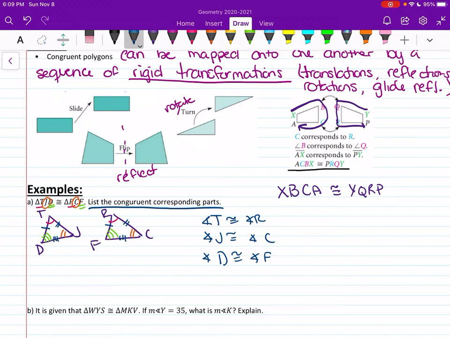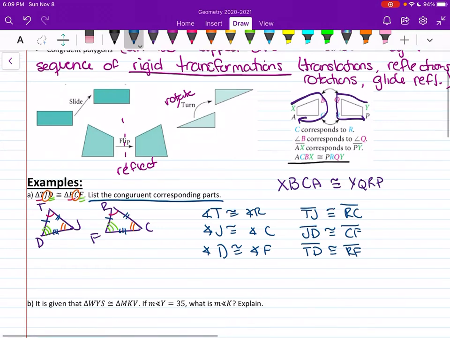When you're typing this, you can write the words "congruent to," since you don't have access to the symbols, and that's okay. So I might type the word segment, TJ, congruent to segment RC. Segment JD is congruent to segment CF. And segment TD is congruent to segment RF. Okay, so there we go. For triangles, you're going to have 6 corresponding parts.